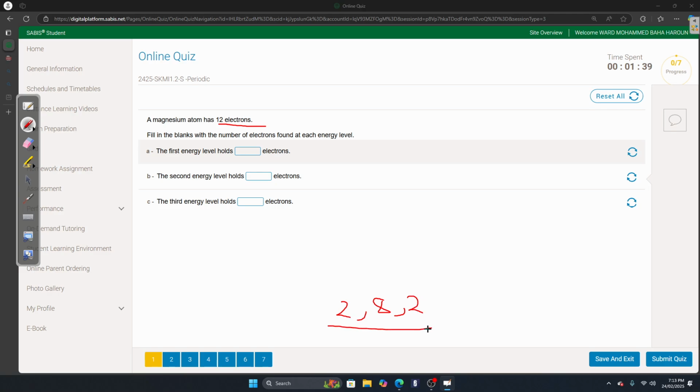And the last number is the number of valence electrons you have. It is the valence electron of that element. So the magnesium atom, its set is 2, 8, 2. And the valence electron of that atom is 2, the last one. Okay? So it's 2, 8, 2.